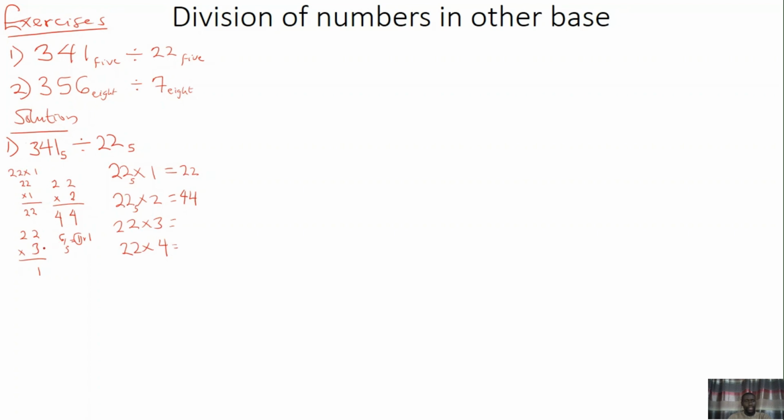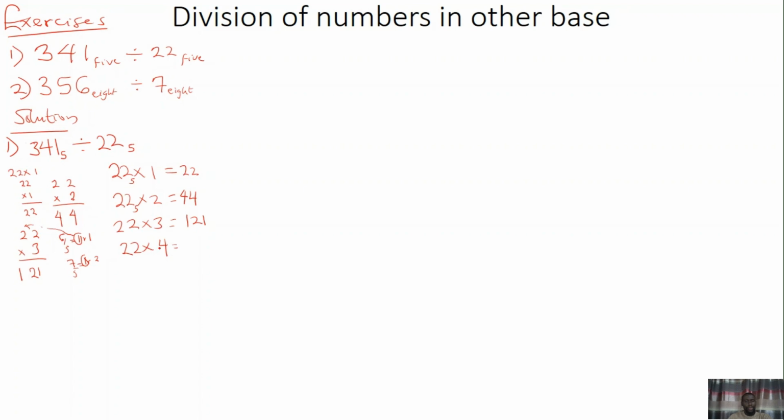3 times 2, that is 6, plus the 1 that we are bringing here, that will be 7. We're not going to write 7 here because we are dealing in base 5 and 7 is greater than 5. So what we're going to do is to divide that 7 by 5. And what is the answer? It is 1 remainder 2. So we're going to write down the remainder and carry the 1 on. Because there is no other number remaining here, we write the 1 that we are carrying. So therefore 22 times 3 is equal to 121.